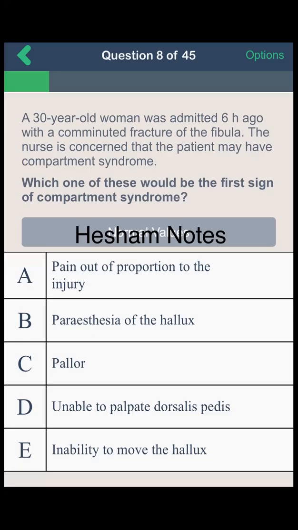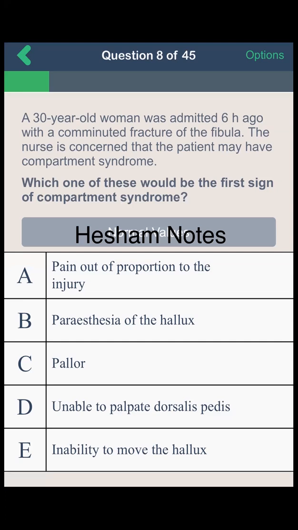This question. A 30-year-old woman was admitted 6 hours ago with a comminuted fracture of the fibula. The nurse is concerned that the patient may have compartment syndrome. Which of those would be the first sign of compartment syndrome? A. Pain out of proportion, B. Paresthesia of the hallux, C. Pallor, D. Unable to palpate dorsalis pedis, E. Inability to move the hallux.